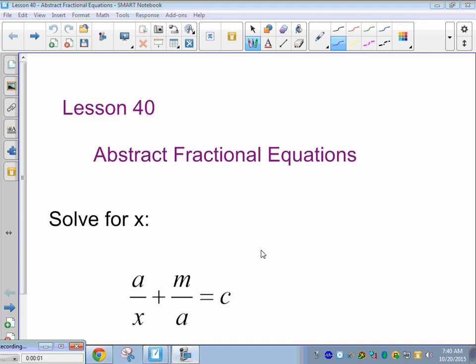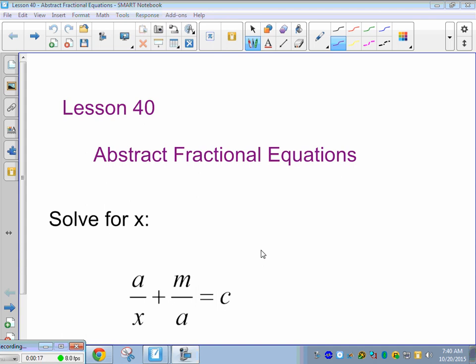So we're going to solve for x. Go ahead and write down that problem. We have a over x plus m over a equals c. I believe you guys did do these last year. Okay, solve for x. X is in the denominator. It's kind of a problem.